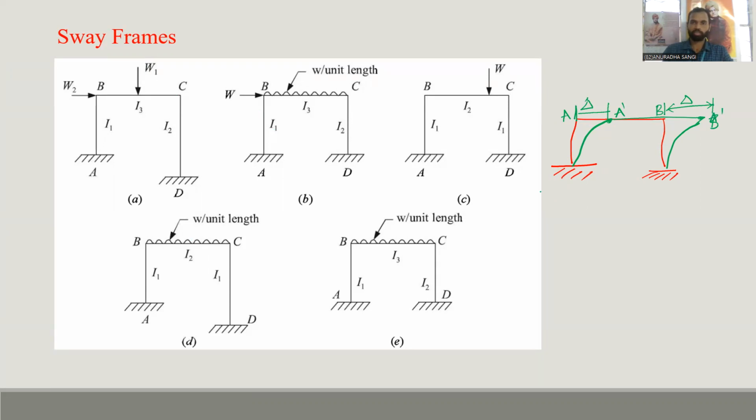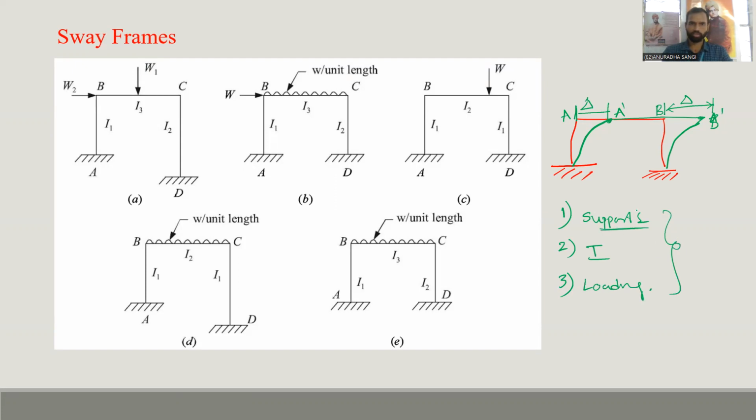Before going to that, sway is possible in three ways. The first one is due to supports. The second one is due to the moment of inertia I, and the third one is related to the loading. So the causes of sway are of three types. First one is due to supports.